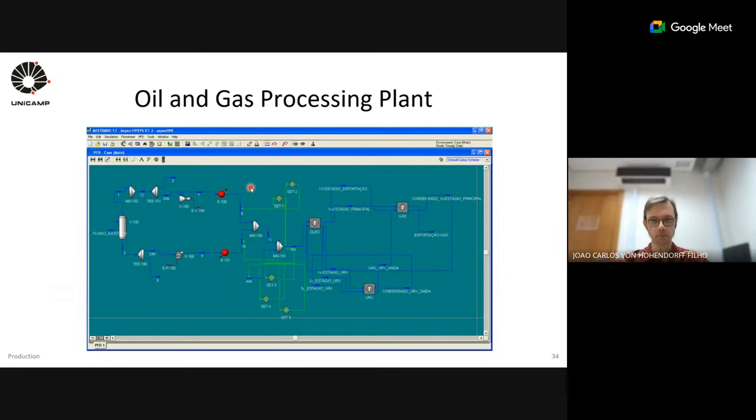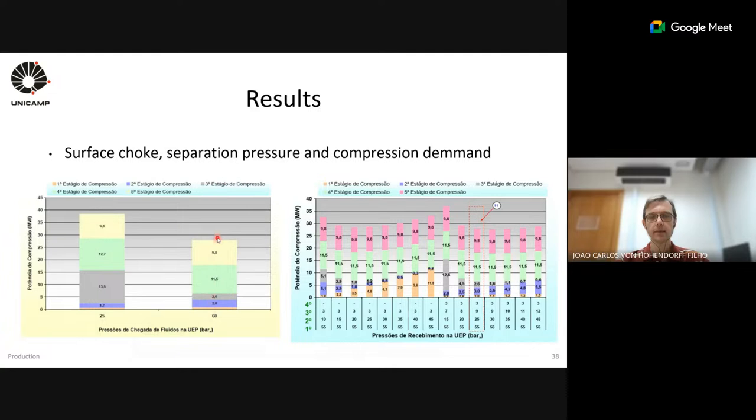Okay. And it has some impact on my CO2 emission. Okay, because this difference means I don't need all the compression power I need. Okay, it is interesting in terms of recovery, in terms of the fuel demand to generate this amount of energy and the CO2 emission.